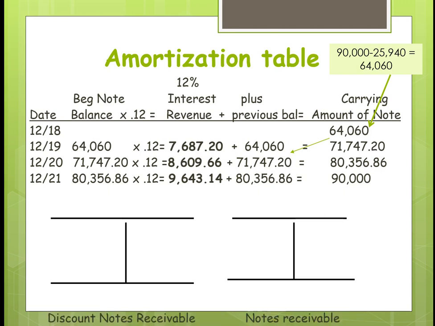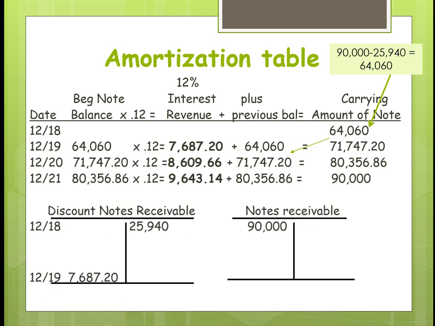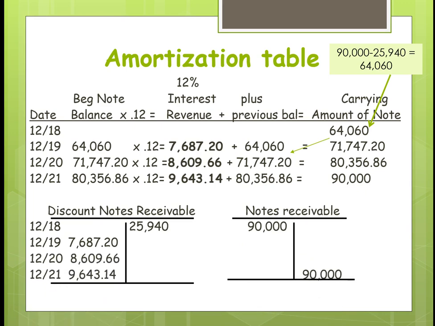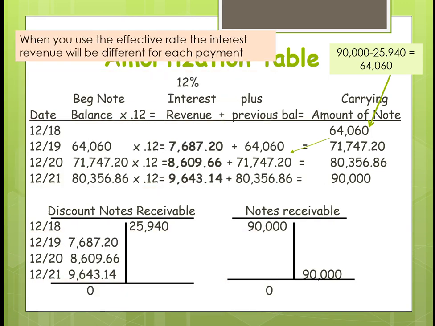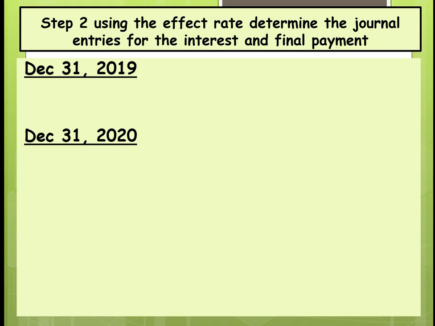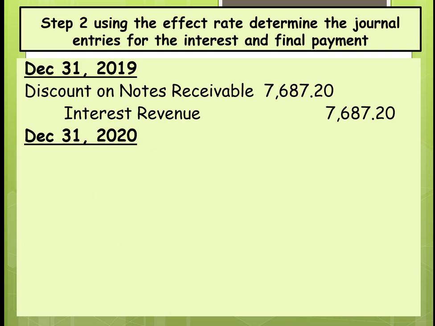Now, what would that look like on our T accounts? As you can see, it zeroes them out in the end, which is exactly what we want to do. And remember, with the effective rate, the interest revenue is going to be different on each payment because we're always going to take it times the net book value at the time we do the calculation. So, what do our journal entries look like? Here's what it looks like when we actually book it.